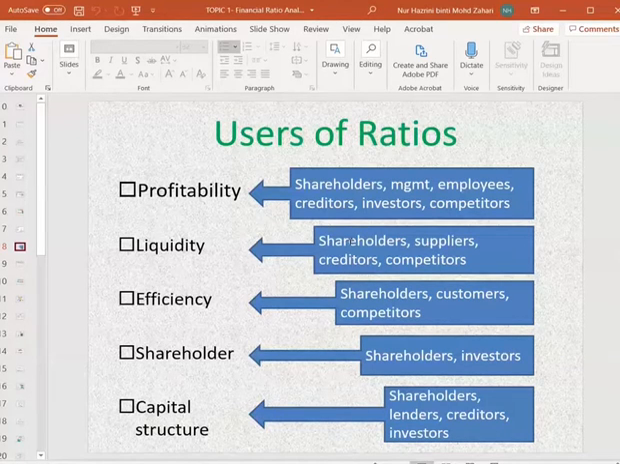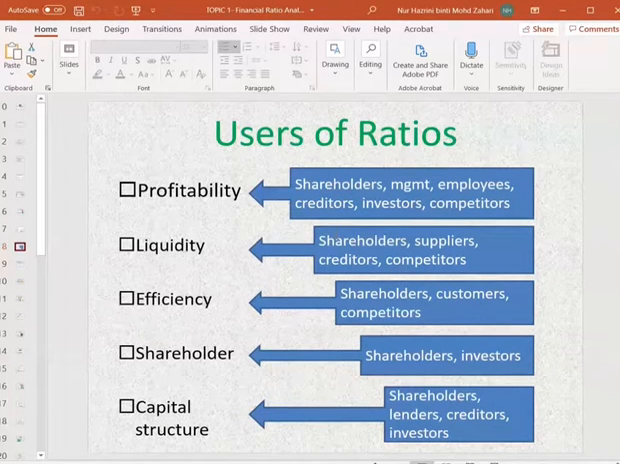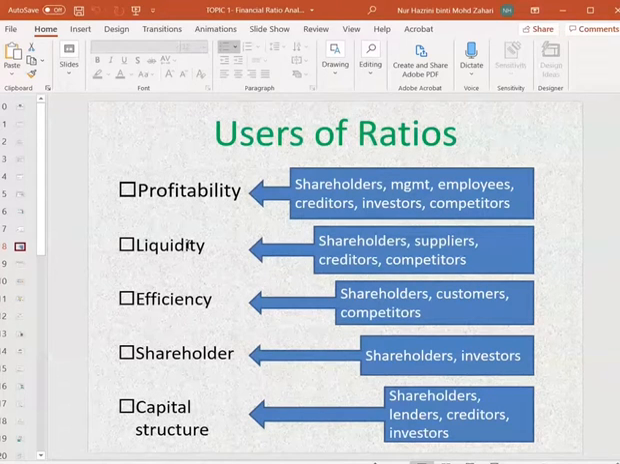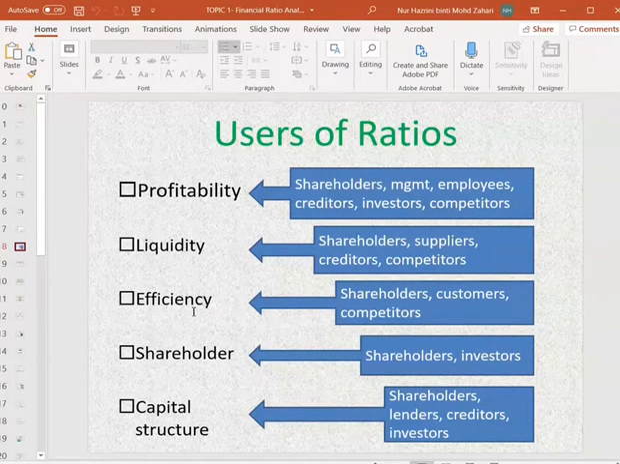So suppliers want to know whether you are able to pay back the credit amount when you purchase goods from them. They want to decide whether it is okay or not okay to let you buy on credit. It is the same as for creditors. Competitors also want to look at the liquidity ratio. They want to see whether you are able to pay back your credit or not, maybe because they want to approach your suppliers. Who knows, right?